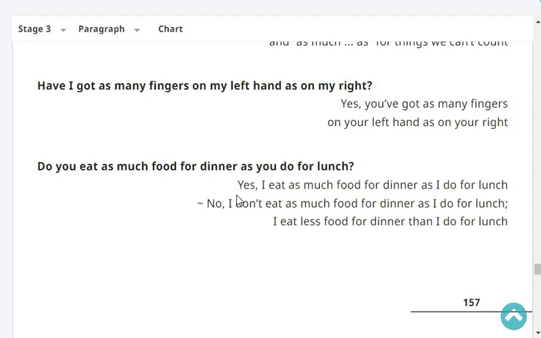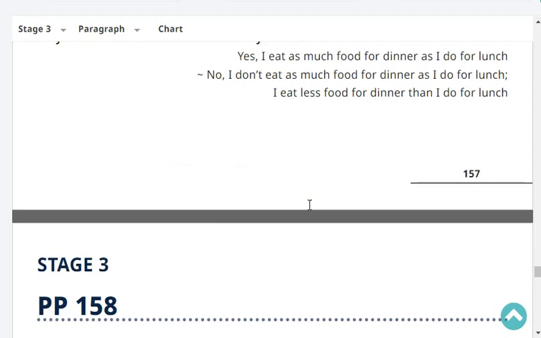Do you eat as much food for dinner as you do for lunch? Yes or no? No, I don't eat as much food for dinner as I do for lunch. I eat less food for dinner than I do for lunch. Very good.